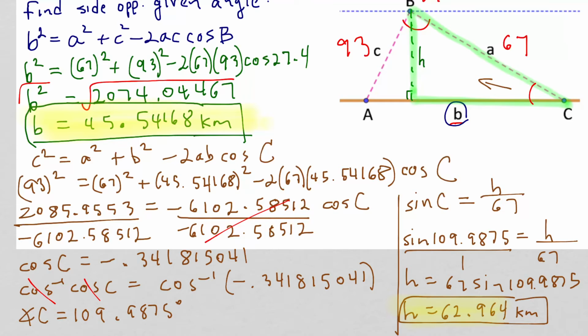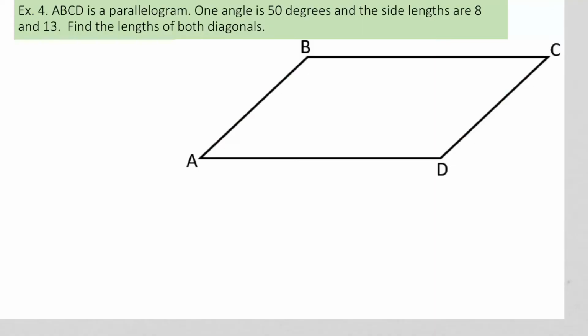So this next example says ABCD is a parallelogram. One angle is 50 degrees, and the side lengths are 8 and 13. We were just told the number of units, but not actually what the units are. Find the lengths of both diagonals.